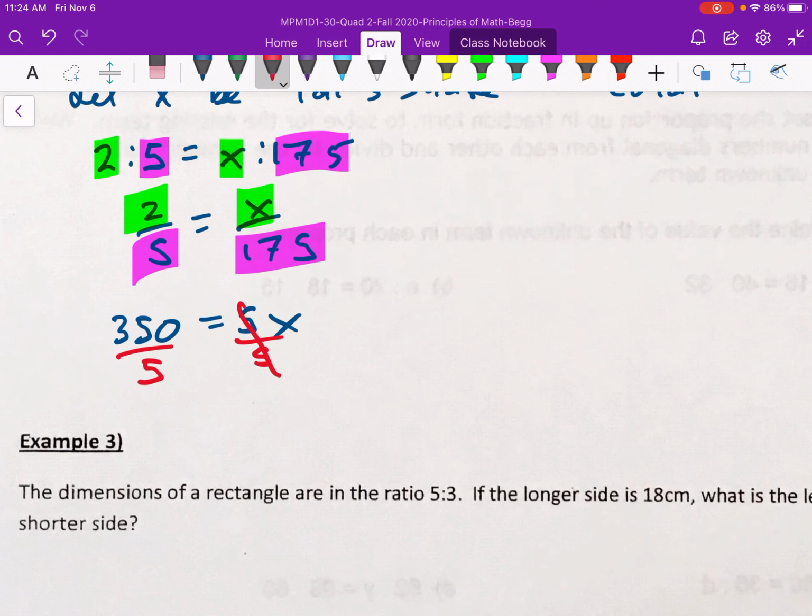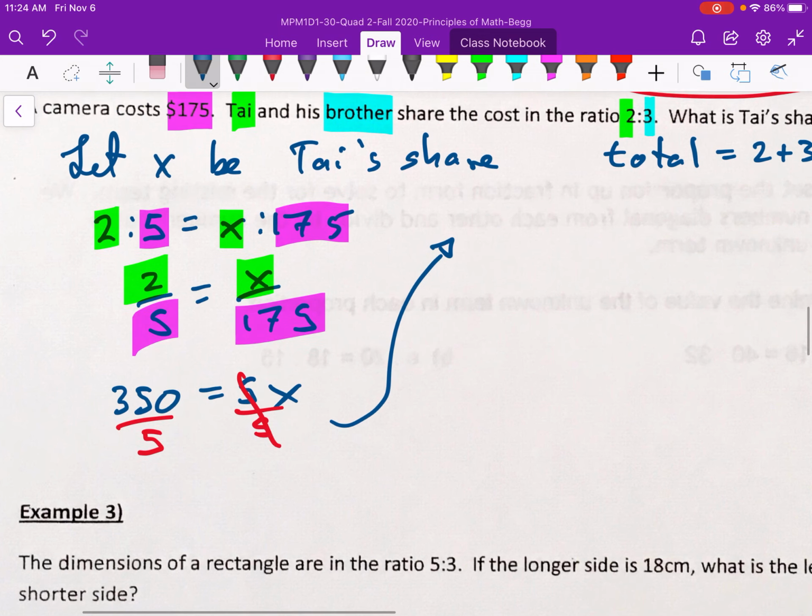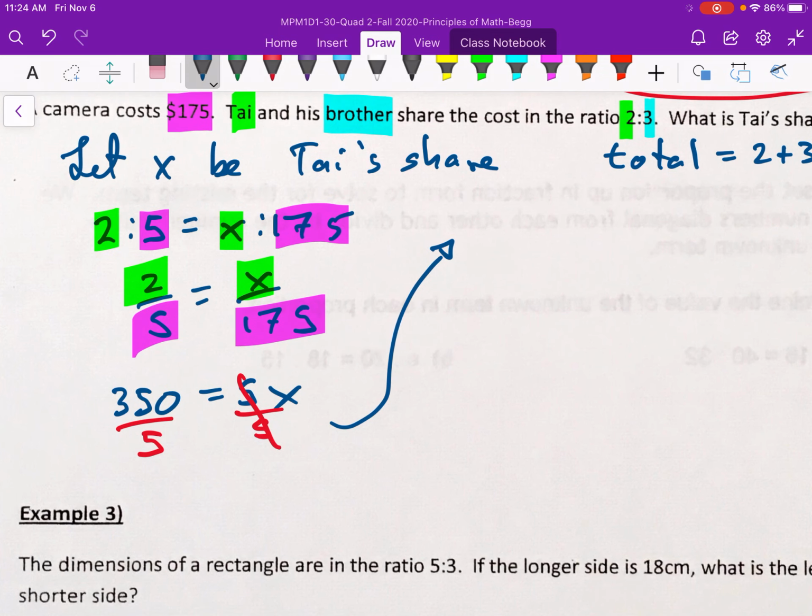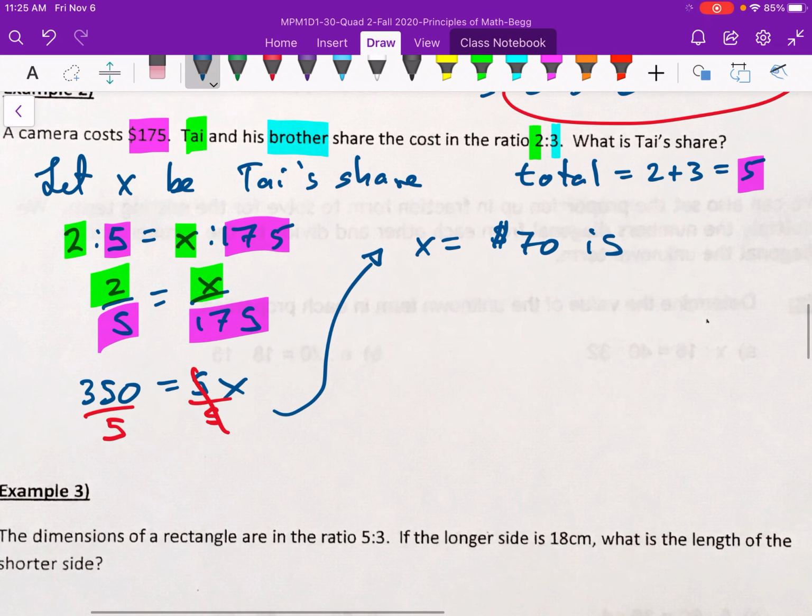If I divide each side by 5, what I get is 350 divided by 5 equals 70. So Ty has to pay $70, and his brother's going to pay the rest, which I guess would be 105. Each share, each part is $35.